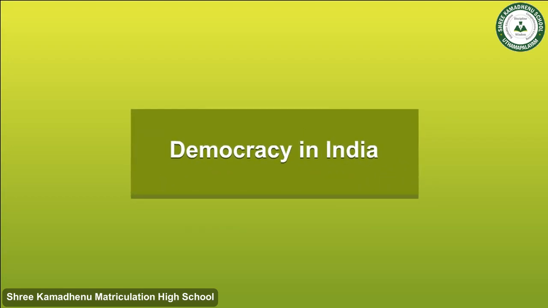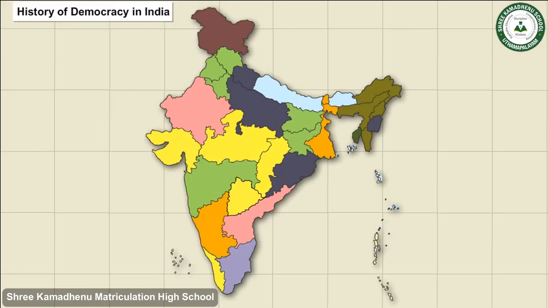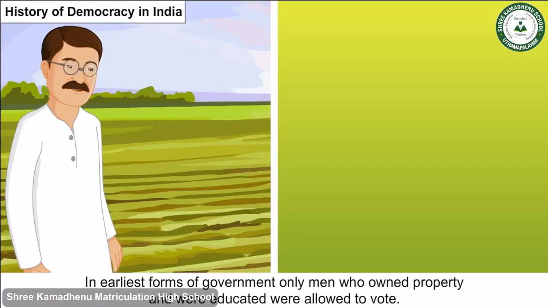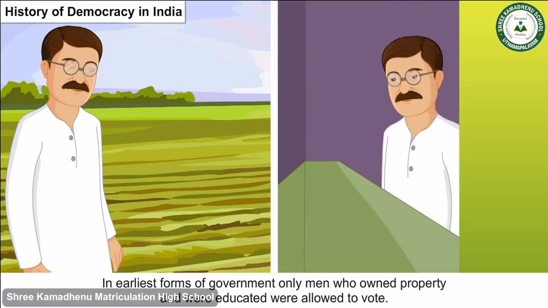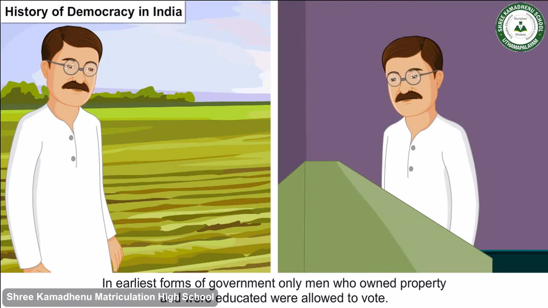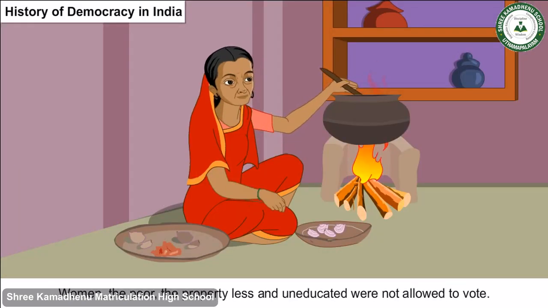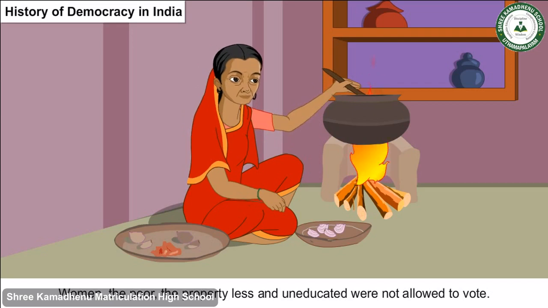Democracy in India. History of democracy in India. In the earliest forms of government, only men who owned property and were educated were allowed to vote. Women, the poor, the propertyless, and the uneducated were not allowed to vote.